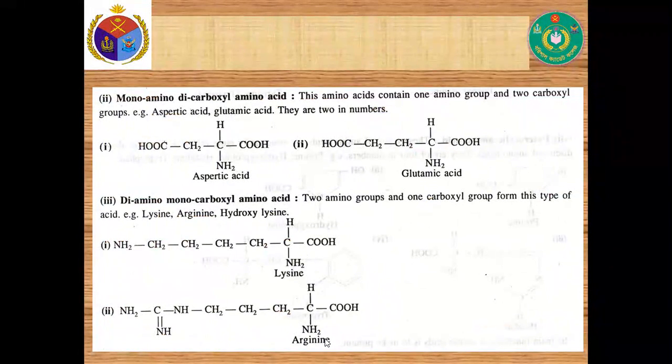Now, my dear cadets, monoamino dicarboxylic amino acid. These amino acids contain one amino group and two carboxyl groups. As for example, aspartic acid and glutamic acid; they are two in number. Now, diamino monocarboxylic amino acid. Two amino groups and one carboxyl group form this type of acid, like lysine, arginine, hydroxylysine.